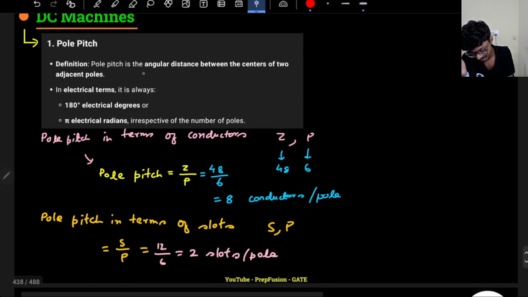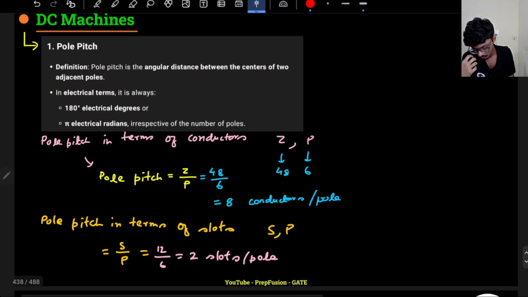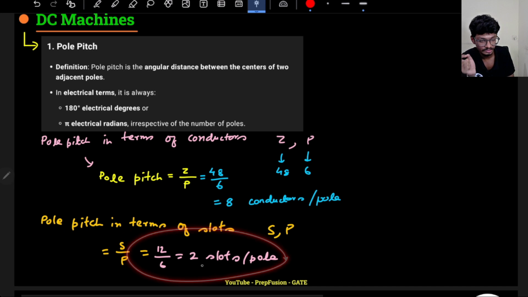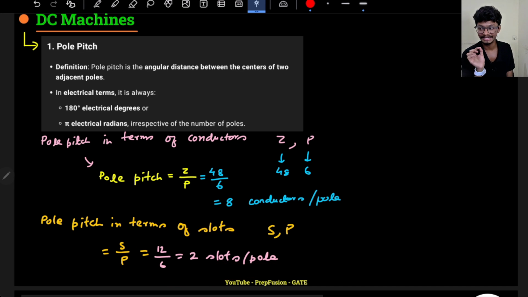So pole pitch is the angular distance between the centers of two adjacent poles. In electrical radians, it will always be 180 degree electrical or pi electrical radians. Sometimes they define pole pitch in terms of conductors or in terms of slots. Pole pitch in terms of slots will be the number of slots divided by the total number of poles. So slots per pole will give me the pole pitch in terms of slots.